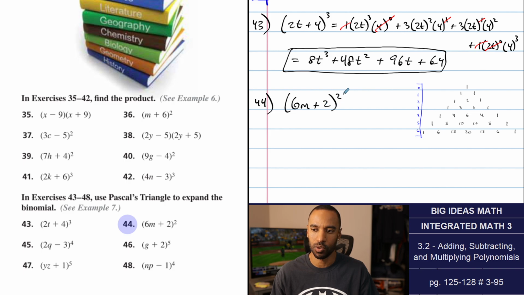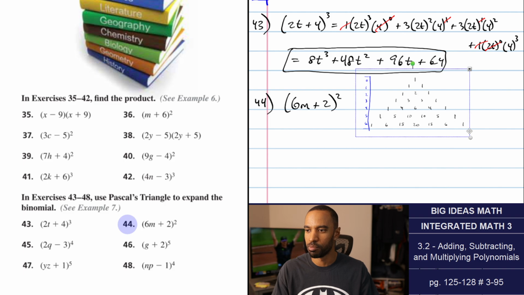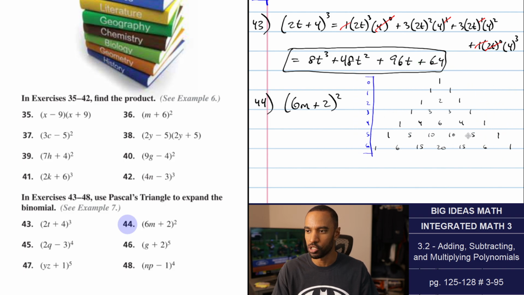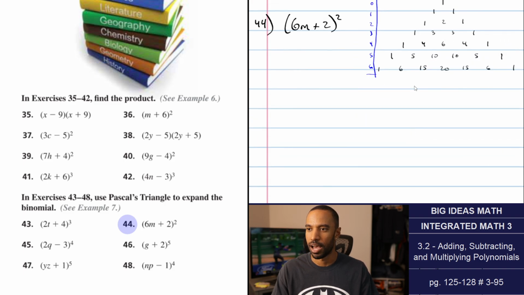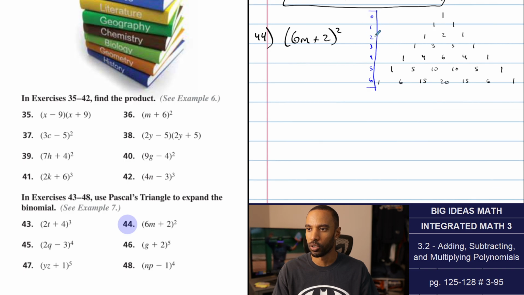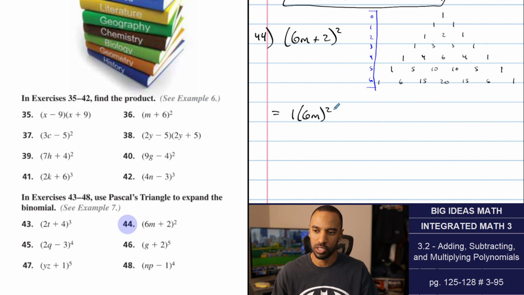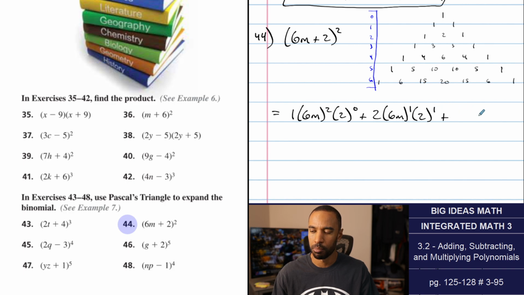(6m plus 2) quantity squared. This time I will slow down. Looking at this miniature Pascal's triangle and expanding it just a little bit for our eyes, we're going to look at row 2. Row 2 has 1, 2, and 1. So we're going to do 1 times 6m to the 2nd power times 2 to the 0 power, plus 2 times 6m to the 1st power times 2 to the 1st power, plus 1 times 6m to the 0 power times 2 to the 2nd power.